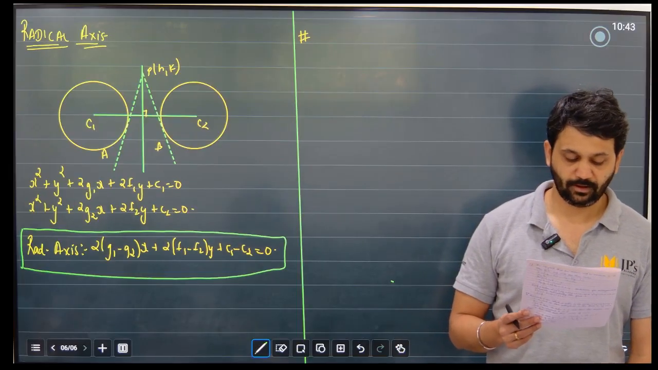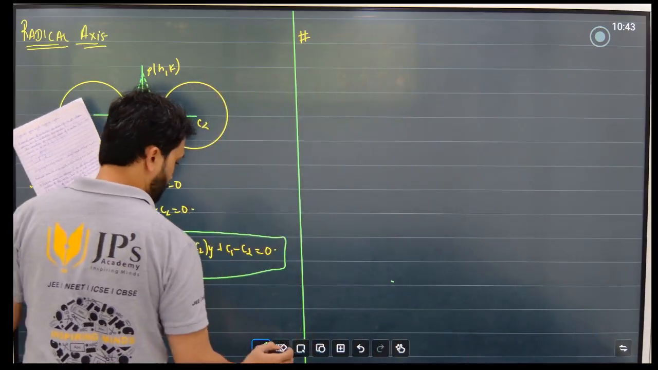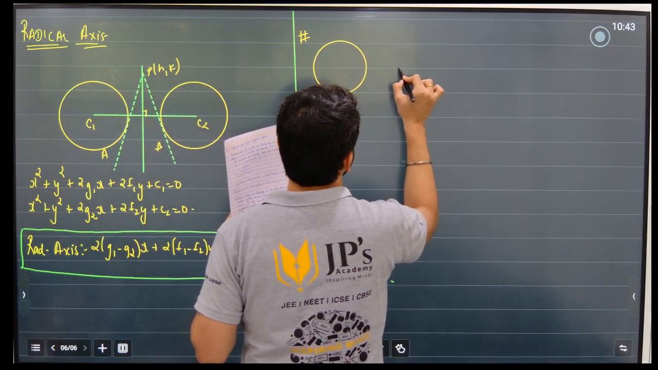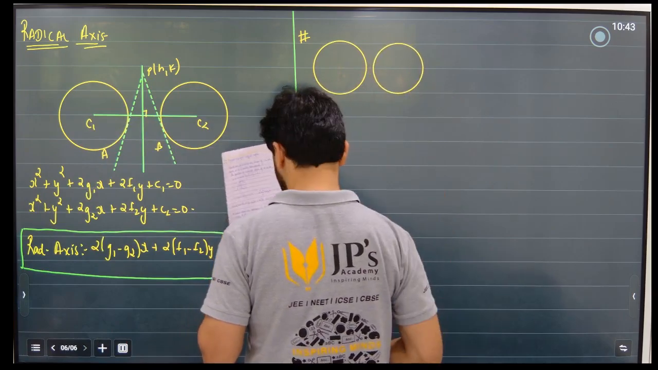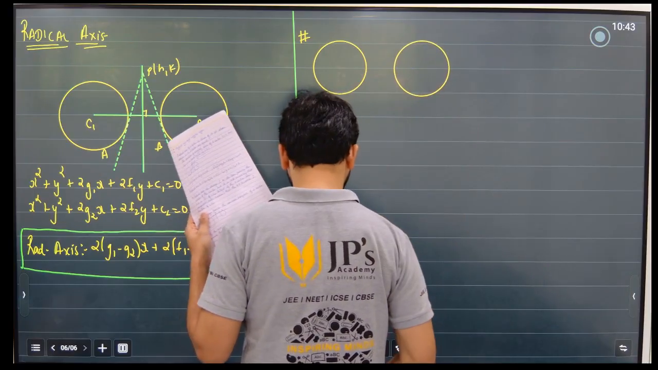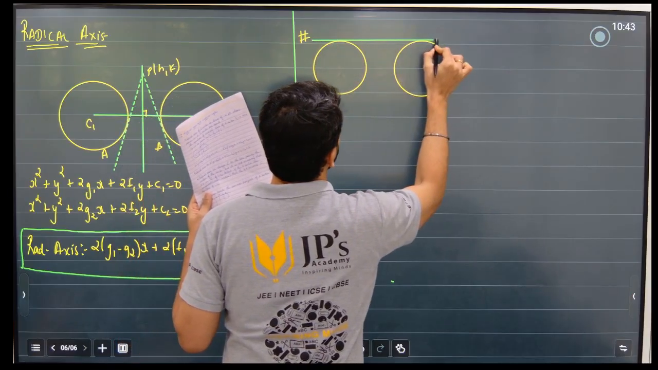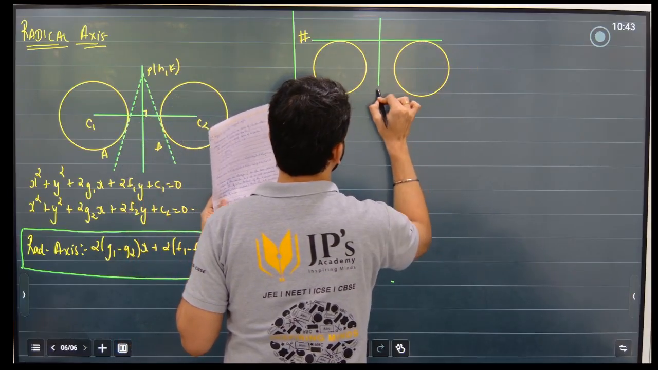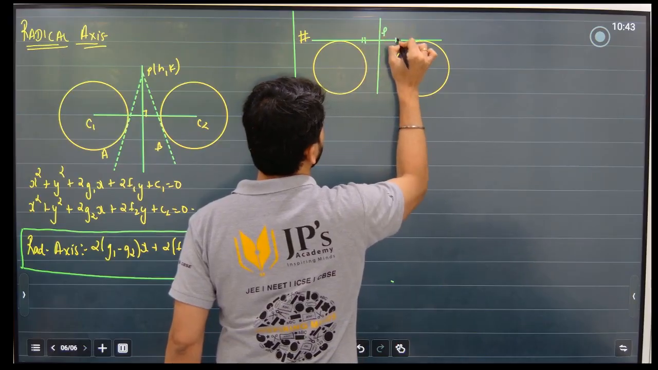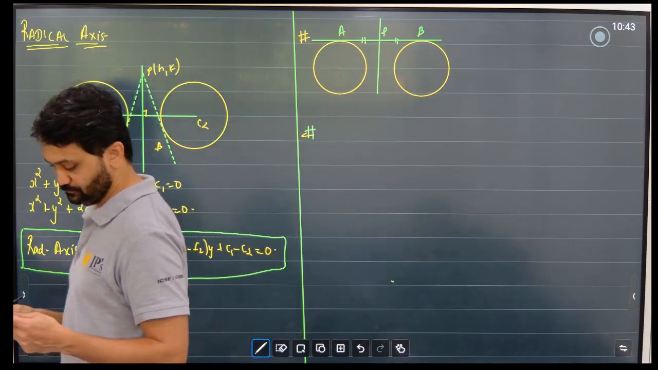Next point, radical axis always bisects the common tangent of two circles.